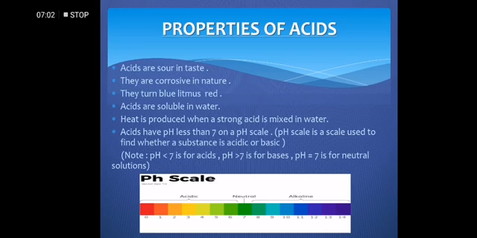If the value of pH goes more than 7, the substance is a base. And if it is 7, then the substance is neither a base nor an acid. That means it is a neutral substance. This indication we get easily with the help of these colors.